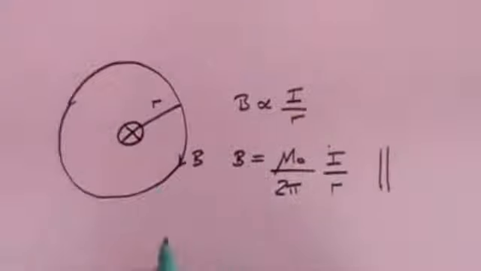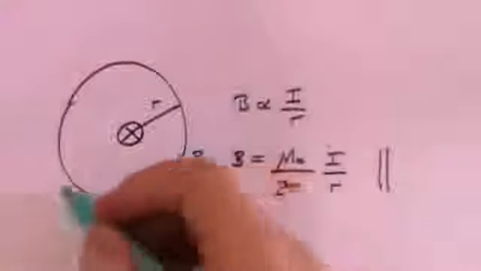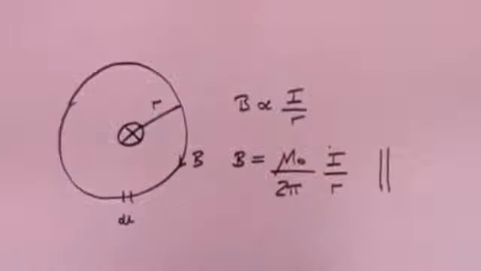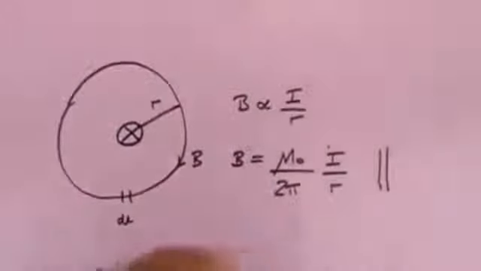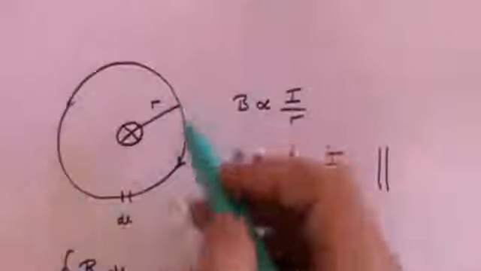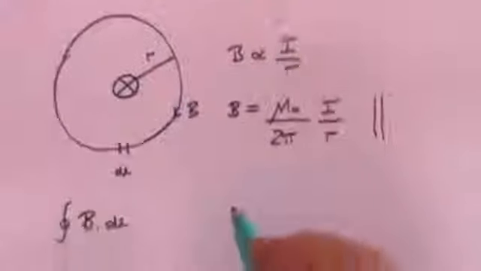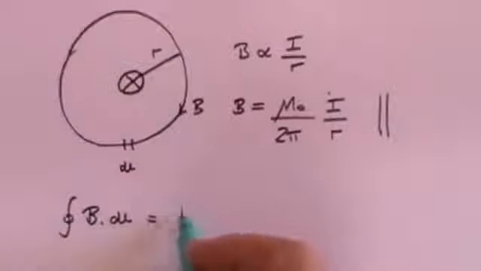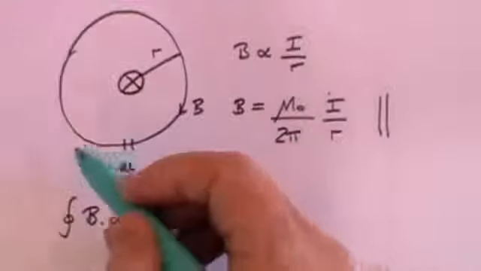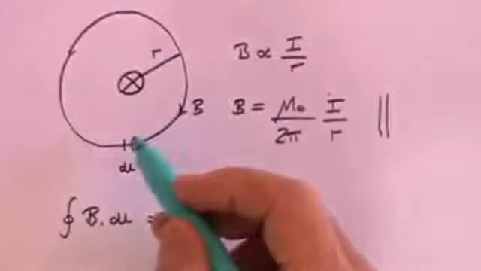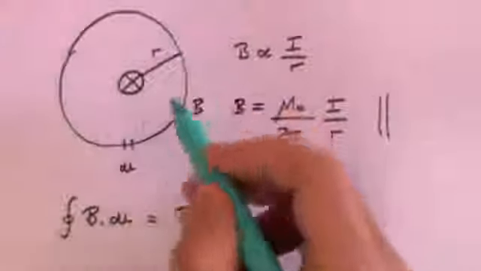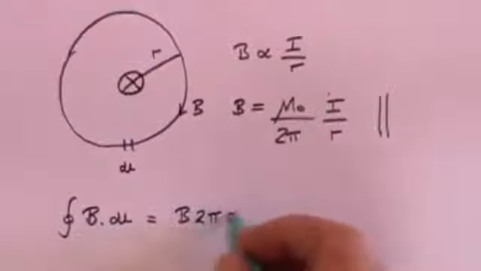Now once again, much as we did for the third law, we can take this closed loop and break it down into lots of different segments of length dl, and we can ask ourselves, what is the value of B dot dl over the entire closed loop? Well, that will equal B times the value of dl over the entire loop. The value of dl over the entire loop, of course, is 2 pi r, the circumference of this circle. So that's 2 pi r.